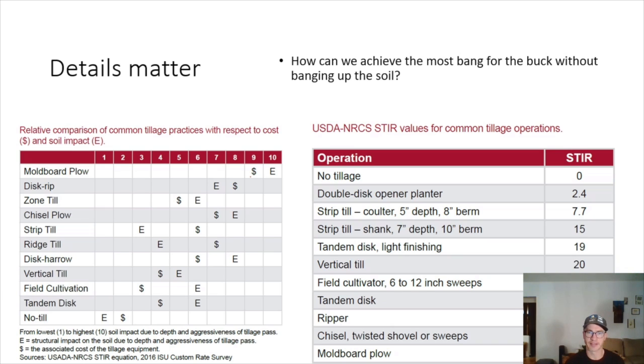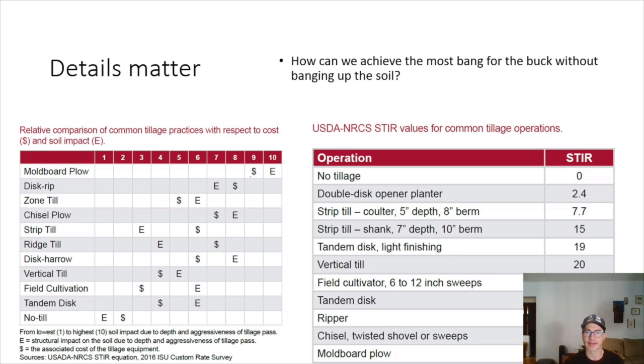You can see these tables from the Upper Midwest Tillage Guide, that on the left here, those E's are the structural impact, structural degradation essentially, and the dollar signs being the cost of running that tillage system. So no-till at the bottom with the lowest impact on soil structure and also being the cheapest to run. Strip till then being second lowest in terms of soil impact, but being a bit on the pricier side.